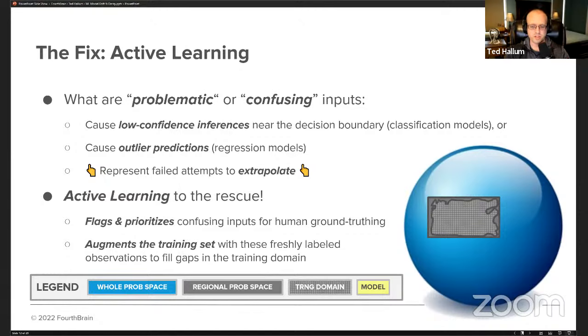You want to make the best use of the human's ground truthing time, especially if it's a computer vision problem. Annotating computer vision data is very labor intensive. So you don't want humans labeling more examples of observations that the model is already proficient at. You want to prioritize that human time on observations the model is not proficient at. Then you take those newly ground truthed observations that had previously been problematic, add them back into your original training set to augment the original training data, and retrain your model.